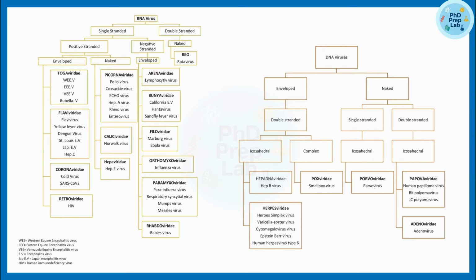The genetic material could be single stranded as well as double stranded. And under single stranded, it could be positively stranded or negatively stranded. Under positive stranded, you have enveloped and naked, and in negative stranded, you have enveloped. So this is the detailed classification.